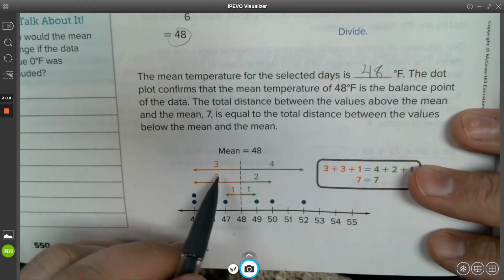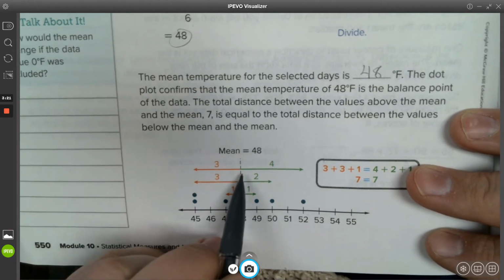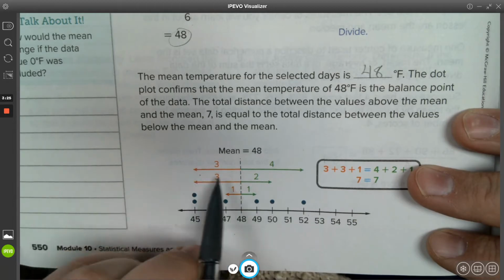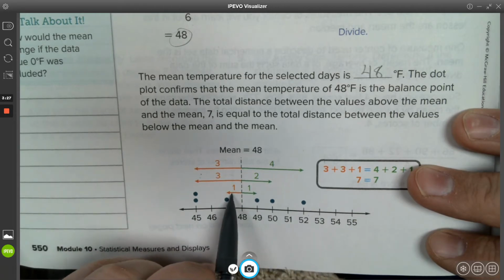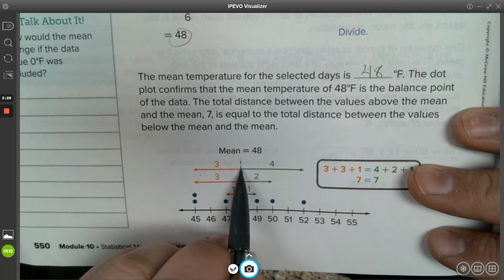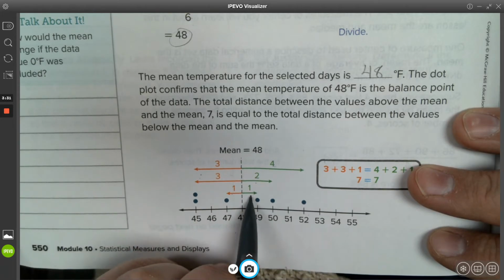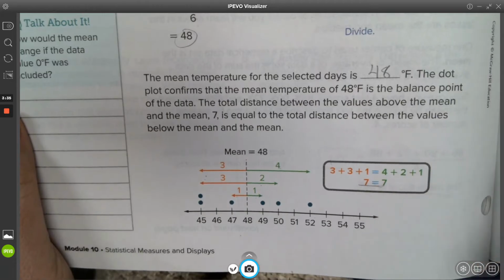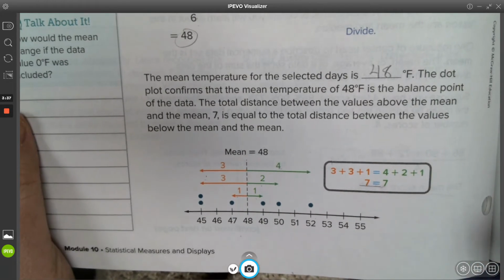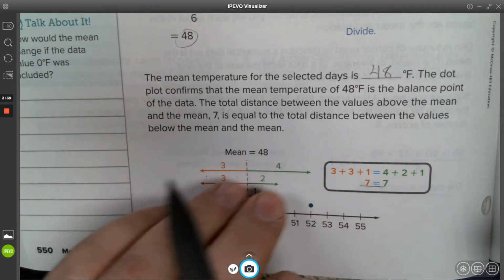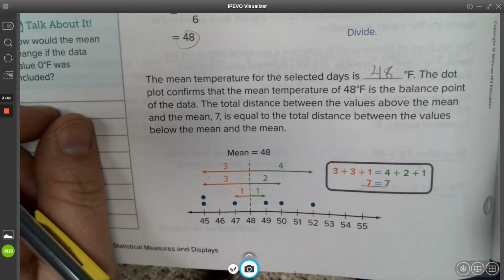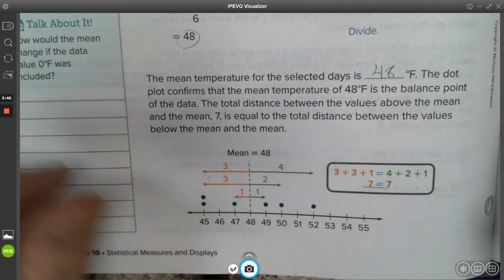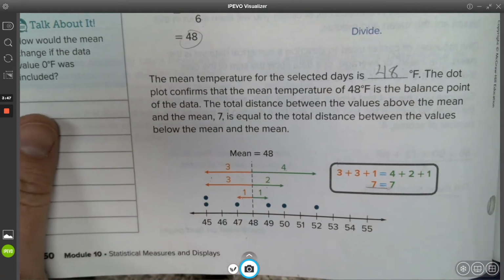When we look at this here, right, if we add these all together, those below the mean, which are a distance of 3, 3 plus 1 is 7, and those that are above the mean, 4 plus 2 plus 1, we get 7 on both sides, so we know this works. So the dot plot proves our point. Now, do you have to do the dot plot every time? No. It's important, though, to understand how we have a balance on both sides of the data collected.